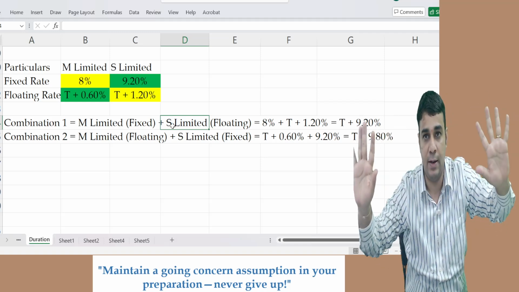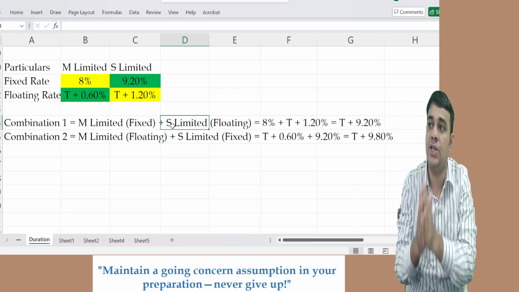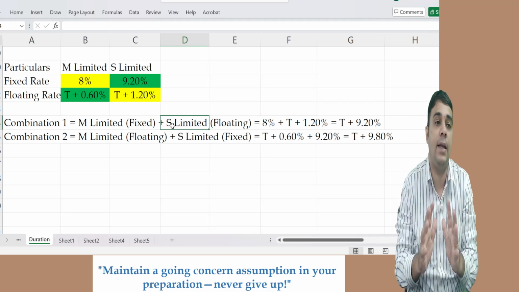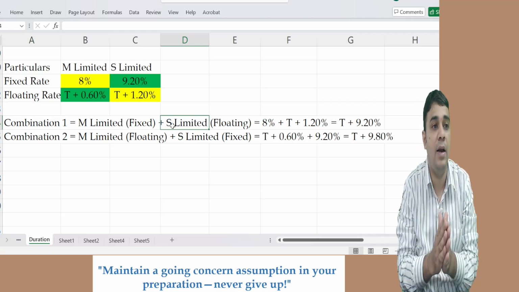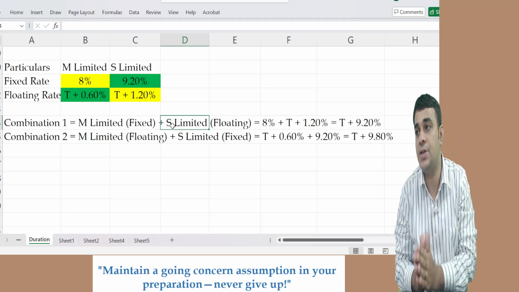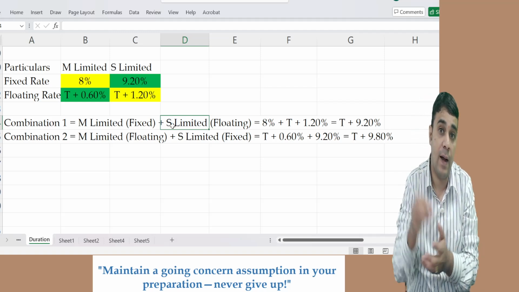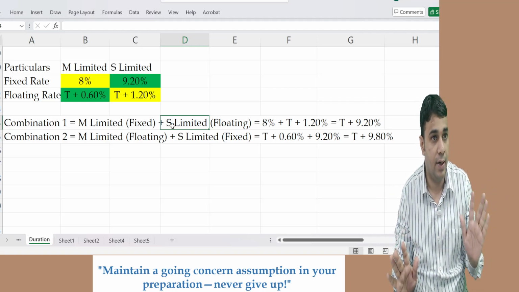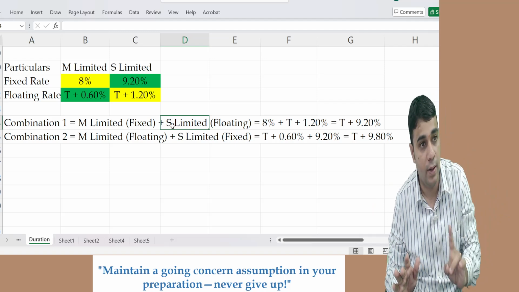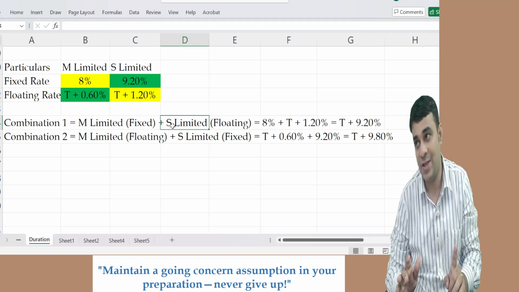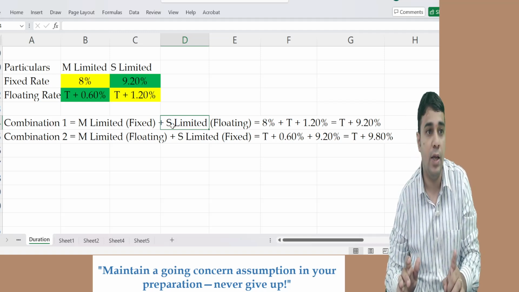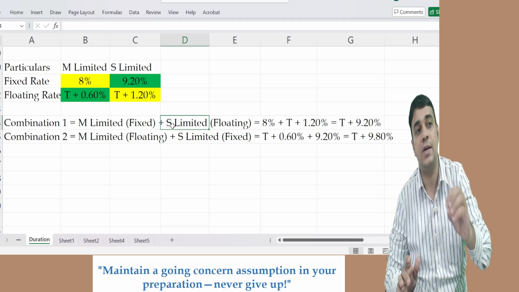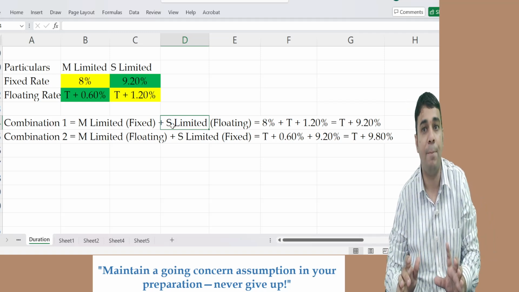Assume these are not two separate companies. Division A of my company, division B of my company only. One guy wants fixed, another guy wants floating. So I tell them, please M division take fixed and S division takes floating. If the company also wants exactly the same, IRS again is not needed. What is the ideal combination here? Combination 1. That is, M should go ahead and take a fixed loan. S should go ahead and take a floating loan. But if they are adamant saying that M wants to take floating, S wants to take fixed, then some swap structuring would be needed. Then only a swap comes into the picture.